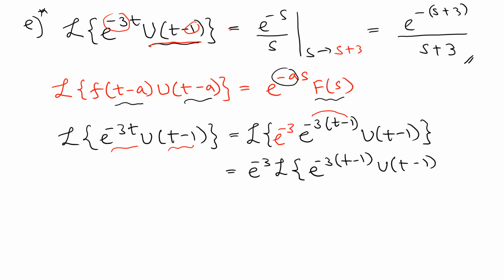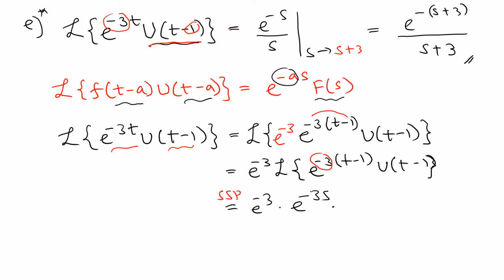Now we can use the second shifting property, SSP. So e to the negative 3 we leave, and then the second shifting property says you just need to figure out what is the a. In this case it is negative 3, so we have e to the negative 3s, and then multiply by the original Laplace transform.